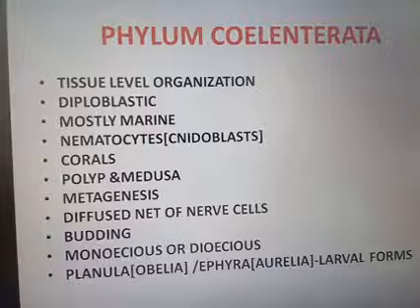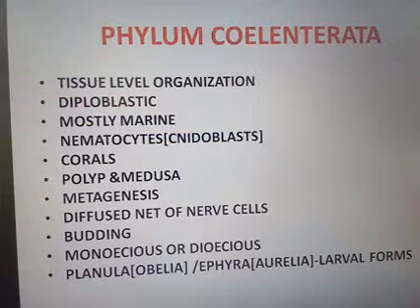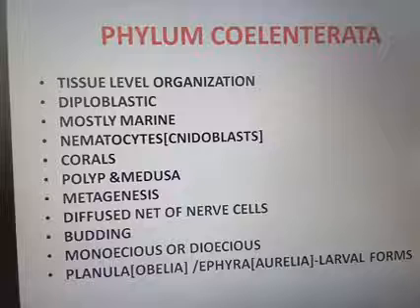Those specialized cells are known as nematocytes or cnidoblasts, or cnidocytes. The function of these cnidoblasts or cnidocytes is defense, food capture and attachment. So the important character of coelenterates is that they have cnidoblast or nematocyte cells.